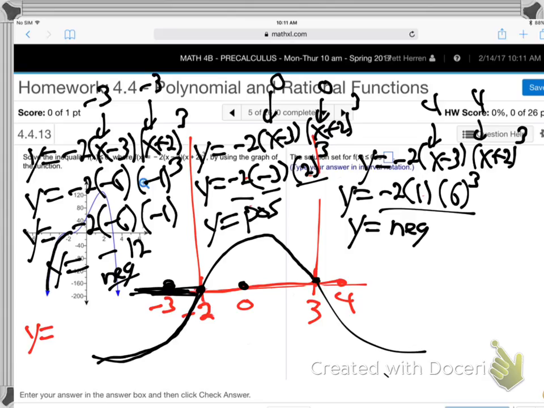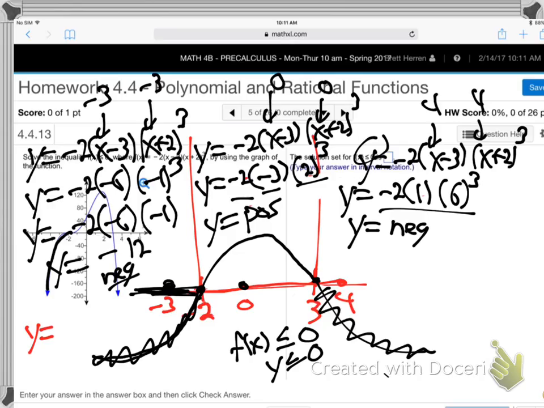Now that's not exactly what the graph looks like. We have the real graph staring at us. But that's all I need to know to figure out where, what was the original question? Where is f of x less than or equal to 0? Where is y less than or equal to 0? We're here and here, right? So that's how we got our answer.